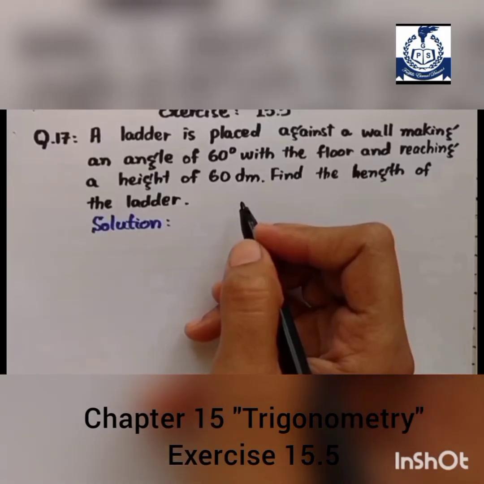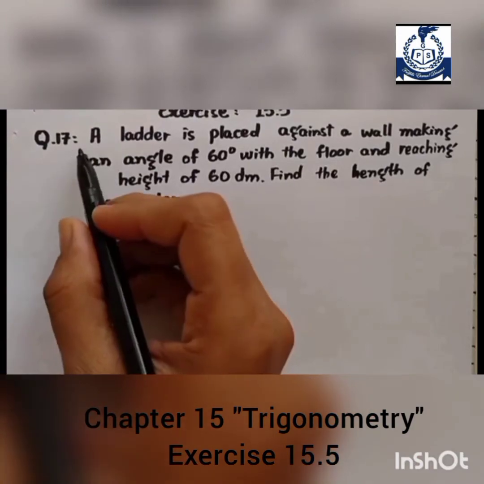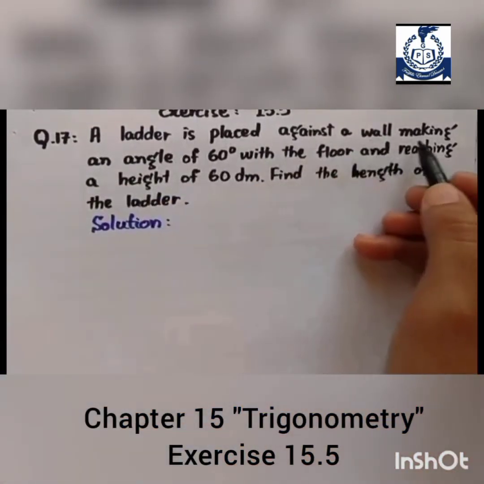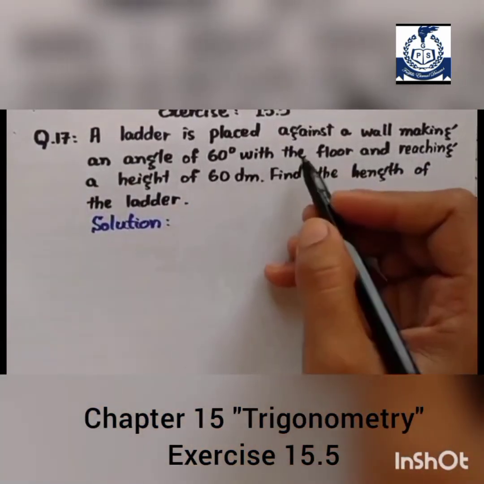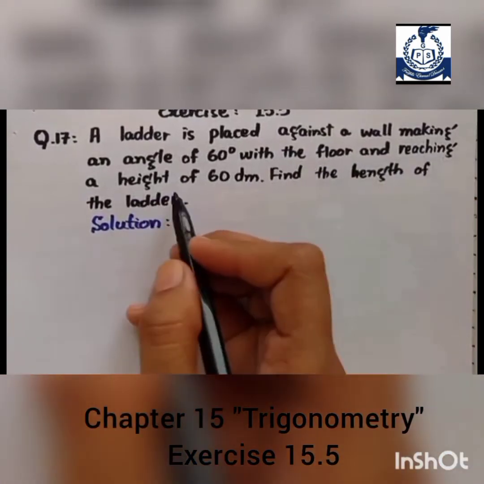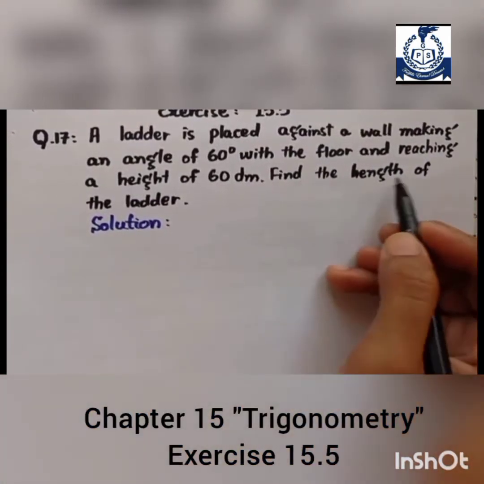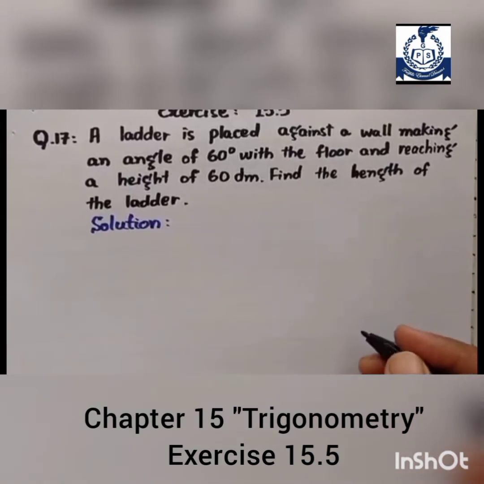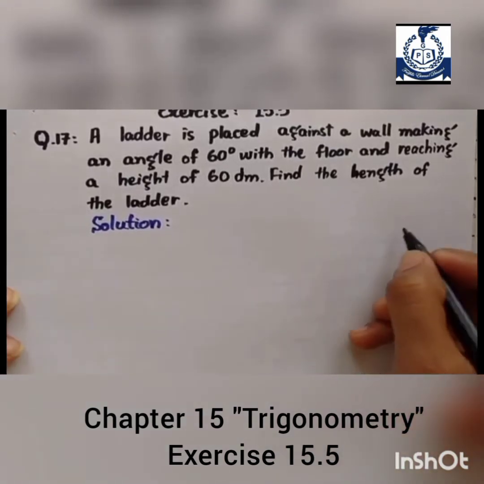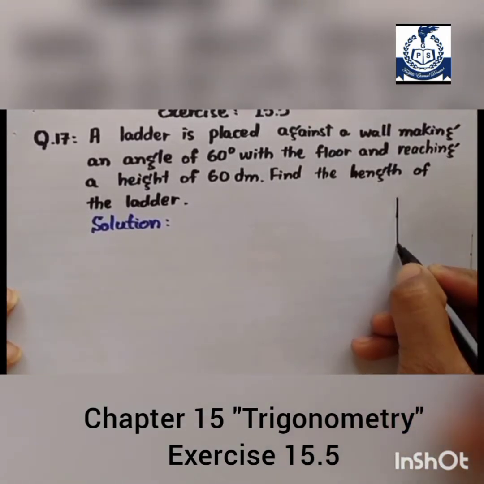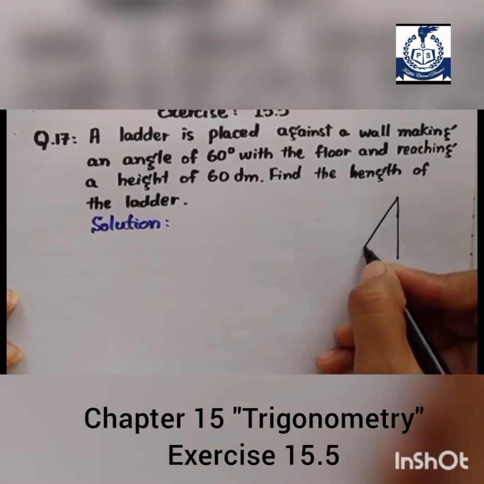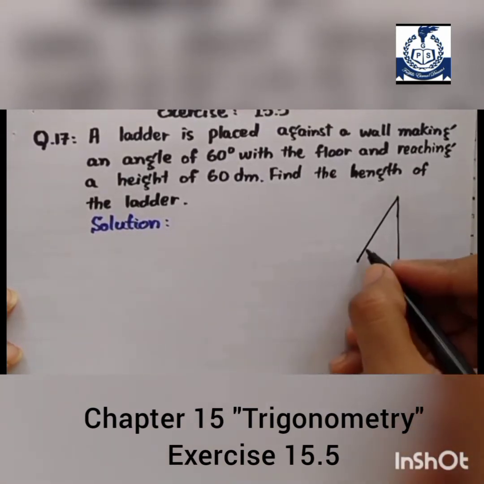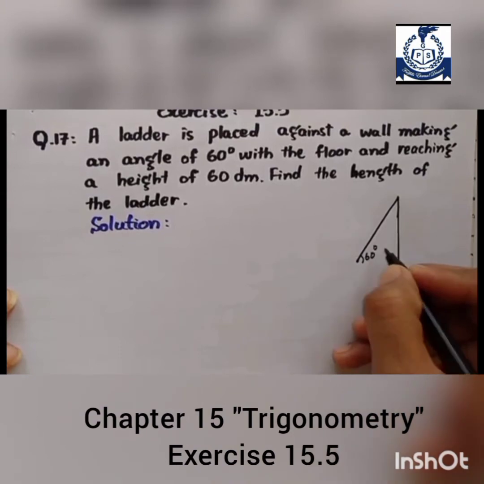Now let's come to the next question. Question number 17. A ladder is placed against a wall making an angle of 60 degree with the floor and reaching a height of 60 dm. Find the height of the ladder. Okay, so here we have a ladder which is placed against a wall. So here is a wall and this is the ladder and the angle is 60 degree.